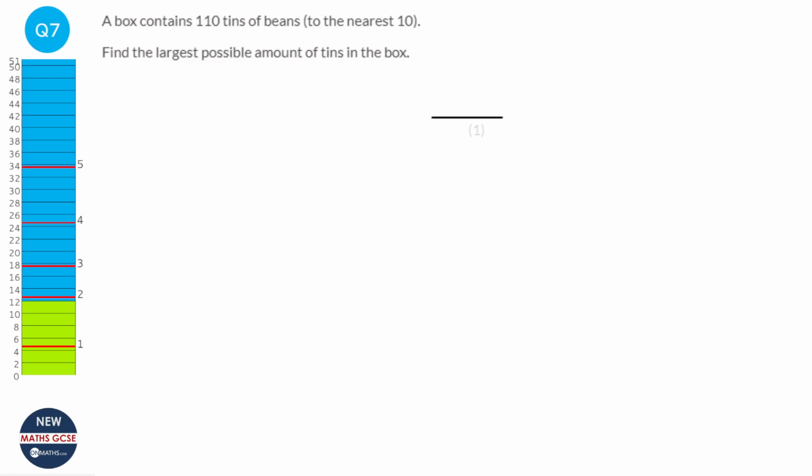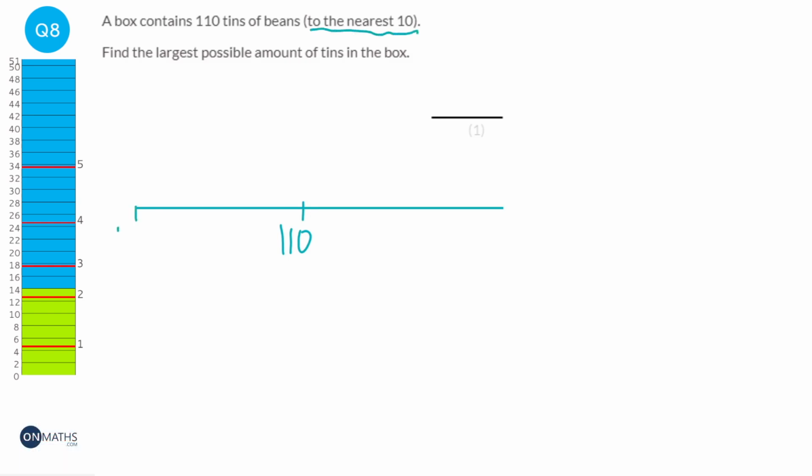452.39. If I start by drawing a number line, and we're going to put the 110 in the middle. Now I'm going to label the next one down and the next one up. It says to the nearest 10. So the next one down would be 100 and the next one up would be 120. Now we're interested in the cutoff, and the cutoff point is between the two numbers. Okay, so that's the cutoff point.